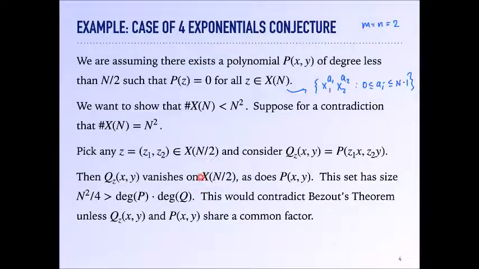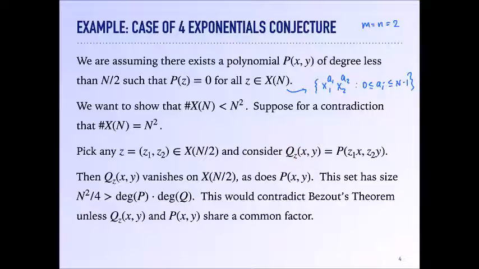But how big is x sub n over 2? It's as big as it can be, because we're assuming that x sub n is as large as it can be, and x sub n over 2 is contained inside of it. It has to be as big as it can be, which is n squared over 4. So q sub z and p intersect in n squared over 4 points. So we have these curves in the plane, and they intersect in n squared over 4 points. But the degree of p is less than n over 2 by assumption, and the degree of q is obviously the same as the degree of p.